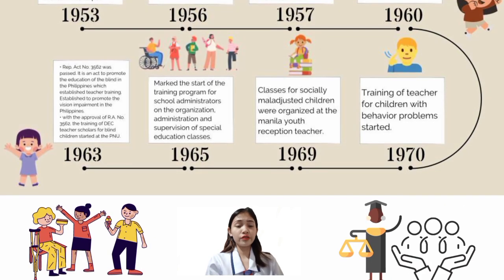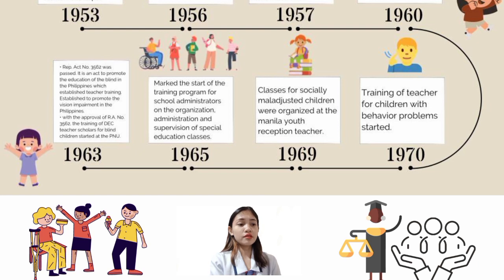Republic Act No. 3562 was passed in the year 1963. It is an act to promote the education of the blind in the Philippines, which established teacher training. With the approval of RA No. 3562, the training of DEC teacher scholars for blind children started at the PNU.